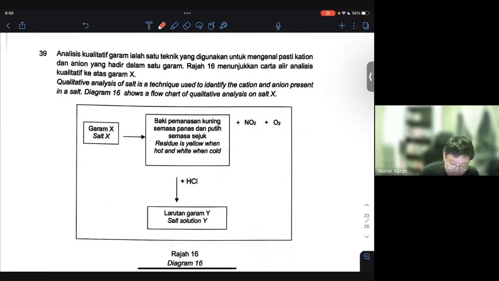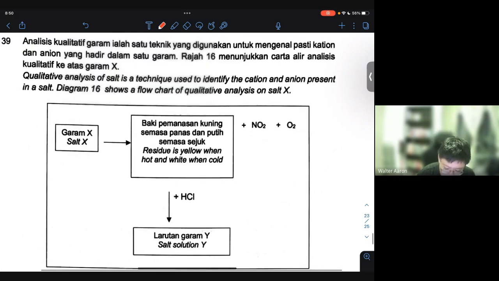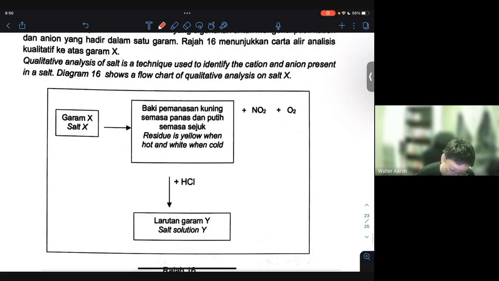39. Qualitative analysis of salt is a technique used to identify the cation and anion present in a salt. Diagram 16 shows a flow chart of the qualitative analysis of X. So X, after heating up, the residue is yellow when hot, white when cold. So this is definitely referring to zinc oxide. This is a distinct trait of zinc oxide. And then there's nitrogen dioxide and oxygen.